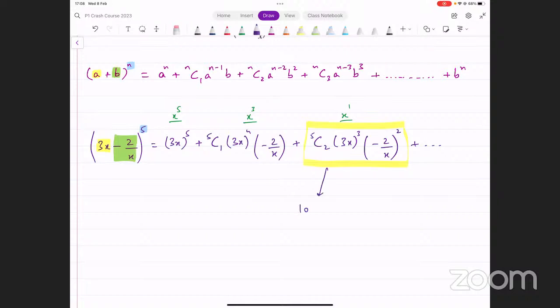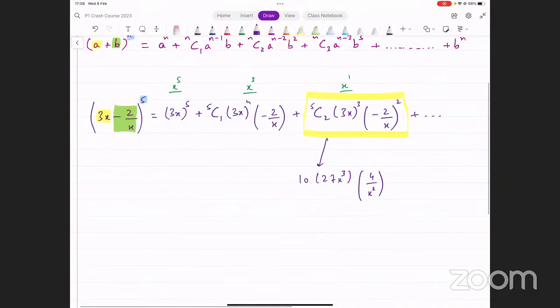This is 10, 3x whole cube. That's 27x cube. Minus 2 over x whole squared. That's going to give us 4 over x squared. Now, 10 into 27 into 4. That is going to give us 1080 x cube and x squared in the denominator. That's going to give you 1080 times x. And that is the term that we were looking for.